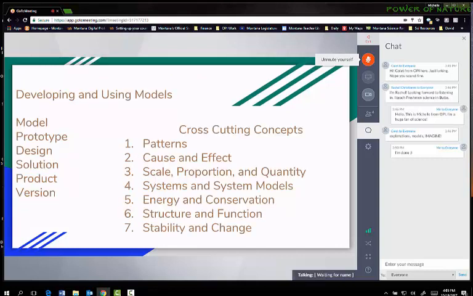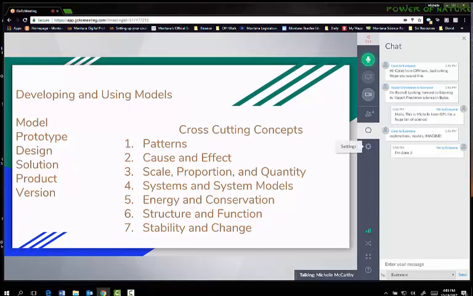And so going back into developing and using models vocabulary and thinking about those cross-cutting concepts, do you see any ties between the different phases of models and those cross-cutting concepts that just pop out to you innately or that you've done in your classroom or thought about?